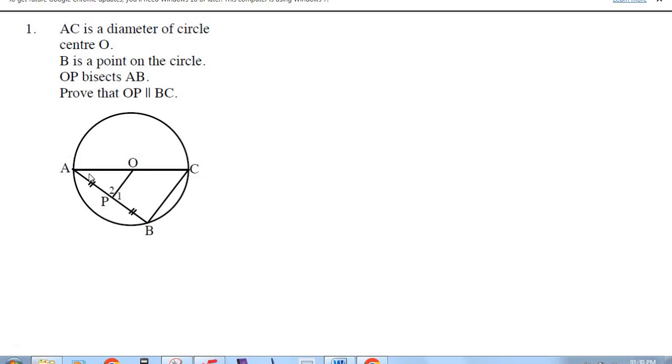AC is the diameter, so that goes straight across, and O is the center. B is a point on the circumference of the circle. OP bisects AB. Ooh, so that means P is the midpoint. We're going to prove that OP is parallel to BC.